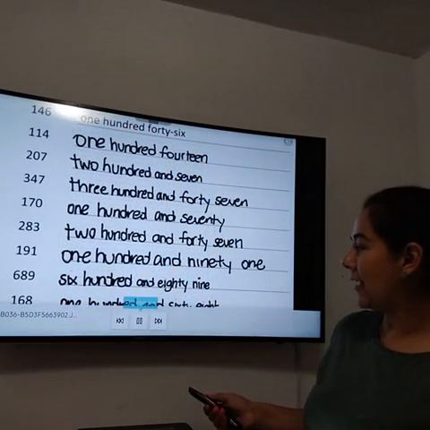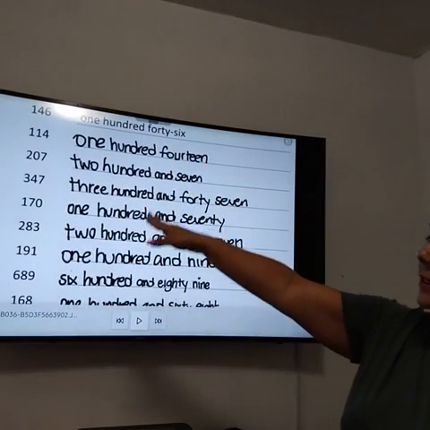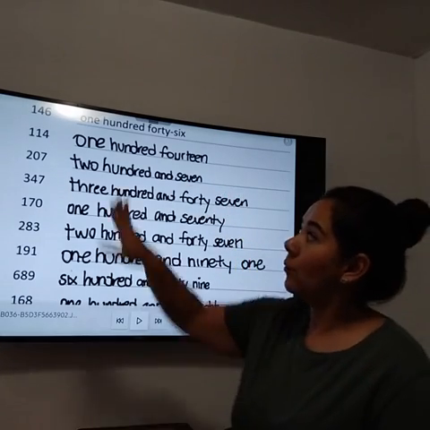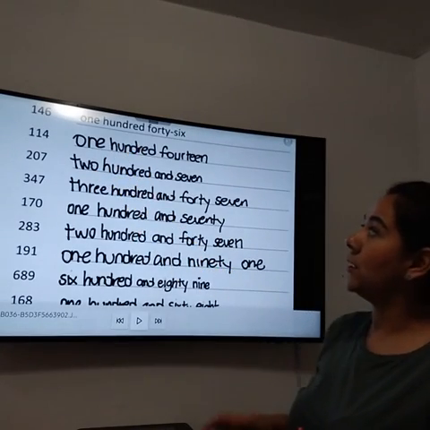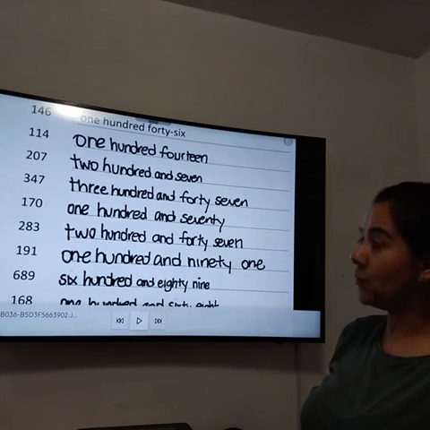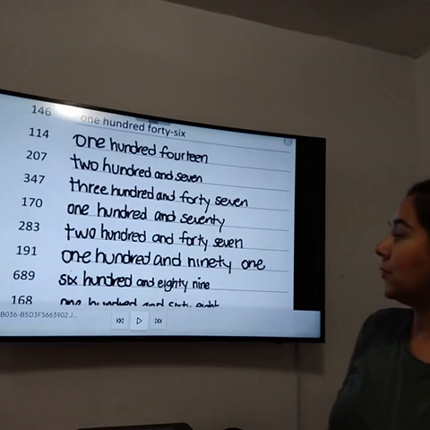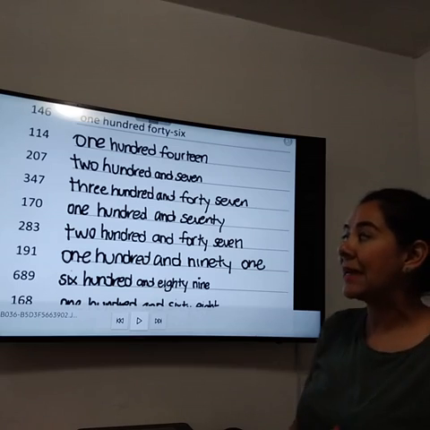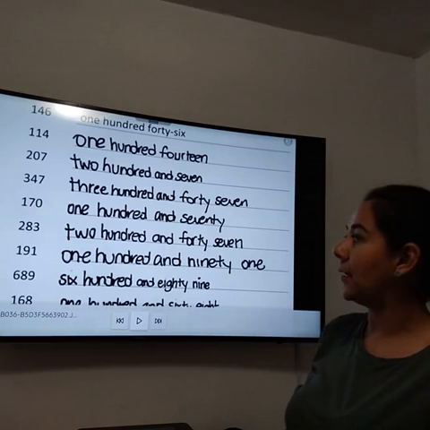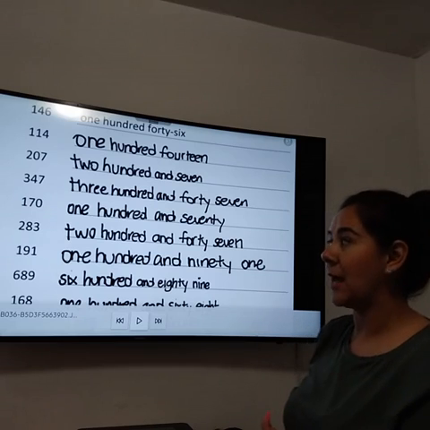And let's check out the last one about numbers. We have the amount right there, and I'm going to read the correct form to write the number. Number 1, you have the example already, 146, then 114, 207, 347, 170, 283, 288, I'm sorry for that. Hope you can listen to the answer.